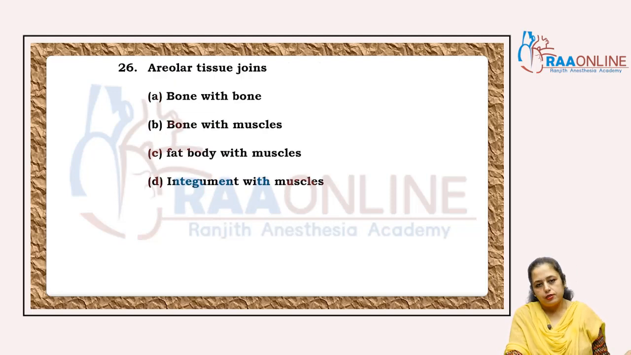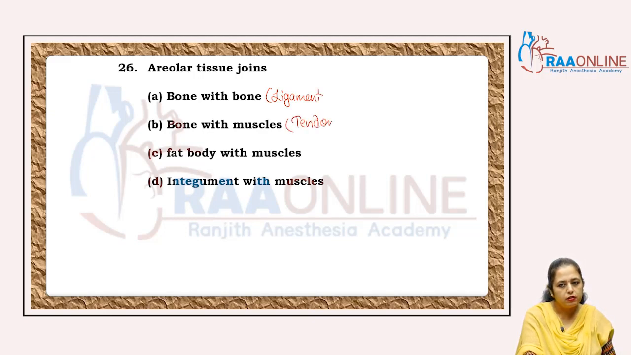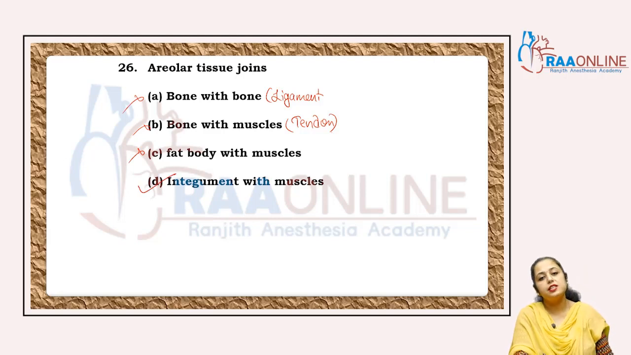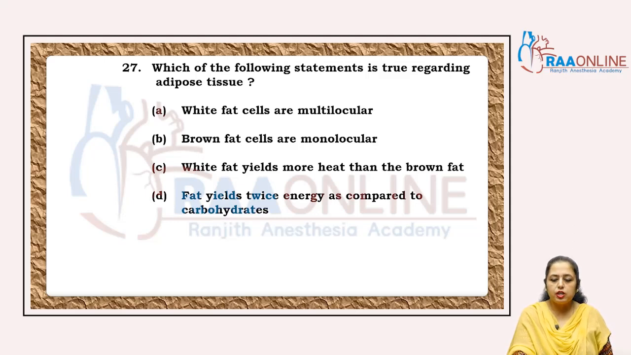Areolar tissue joins bone with bone? No, that is the function of the ligament. Bone with muscles? No, that is the function of the tendon. Fat body with muscles? No. Integument with muscles? Exactly. That's why we say that areolar tissue provides a particular size and shape to the organ. Come to the next one: which one of the following statements is true regarding adipose tissue?